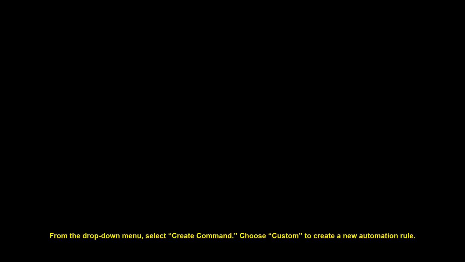Choose Custom to create a new automation rule. In the When This Happens section, select Calendar, then choose the frequency for your recurring task. Specify the day and time when you want the checklist to appear. Next, add the action by selecting Add Checklist from the options provided.